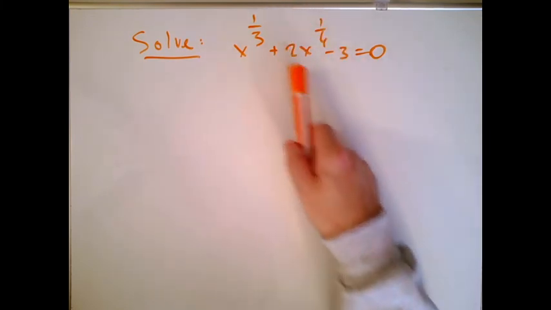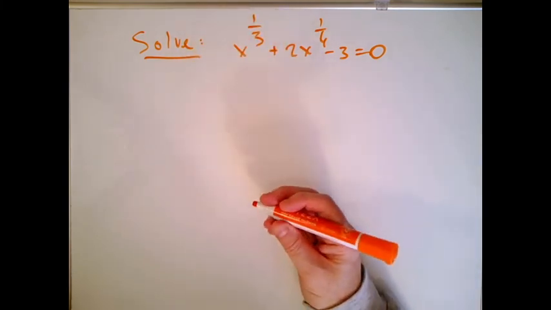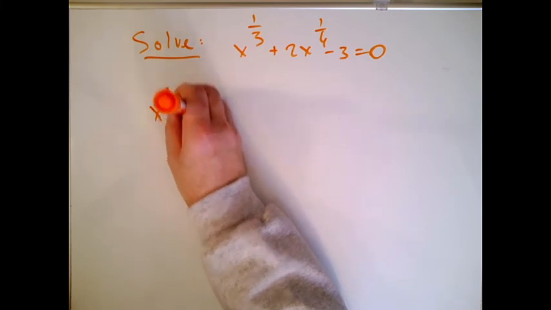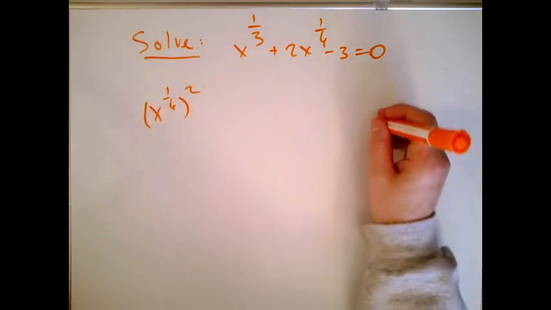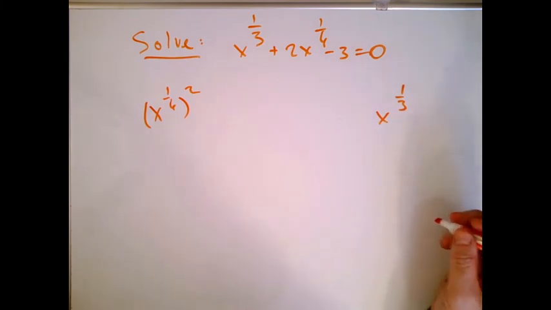Well, that would make the blob x to the 1/6, and blob squared would have to be x to the 1/3. I'm just going to check, right? Is it true that x to the 1/6 squared is equal to x to the 1/3? If it is, then we can do this. If it's not, then this is not a quadratic type and we're going to move on.